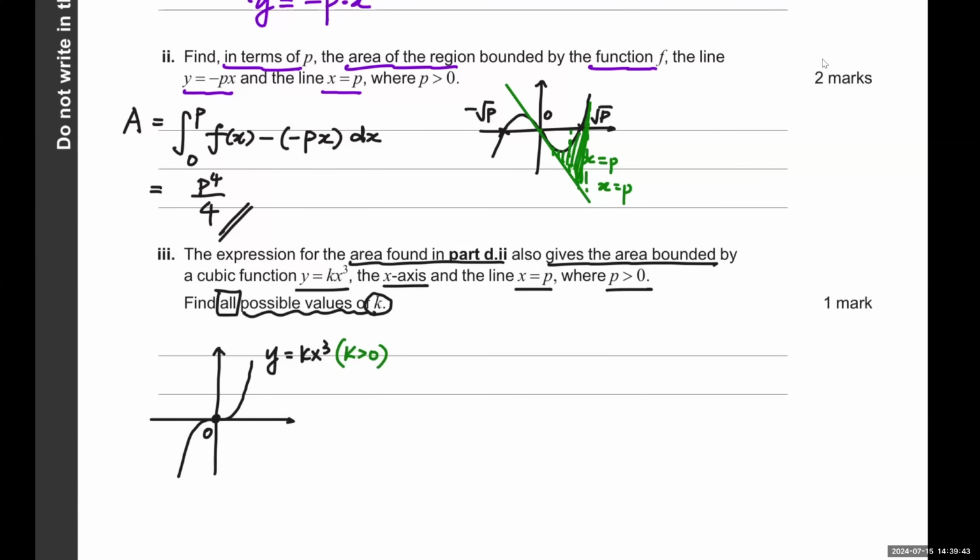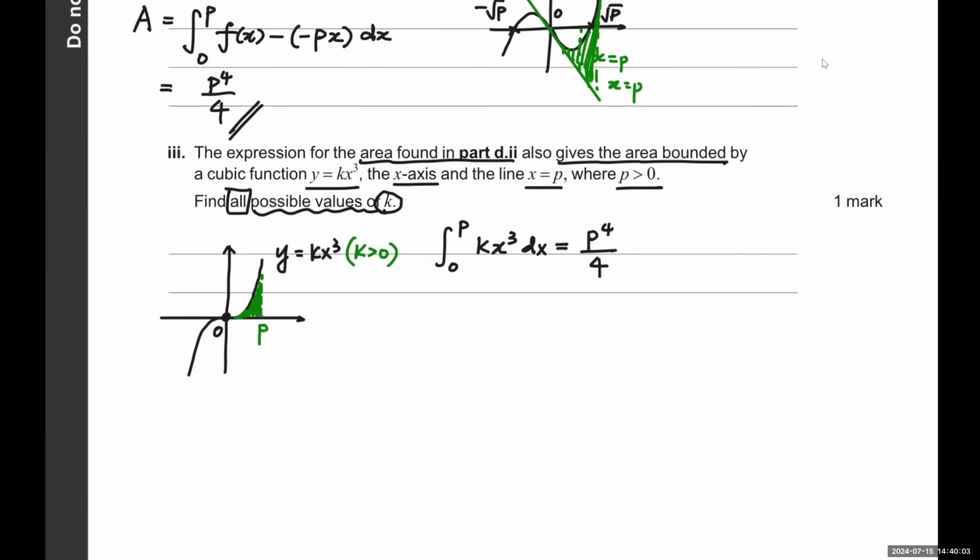You have an increasing cubic function, and you're integrating from 0 to x equals p, okay? That means you could say the integral from 0 to p of kx to the power 3 dx equals p to the power 4 divided by 4. So it's not very hard to see when you integrate the left-hand side, you get k over 4 times x to the power 4 from 0 to p equals p to the power 4 divided by 4. And therefore, kp to the 4 divided by 4 equals p to the power 4 divided by 4. In this case, k equals 1, okay?